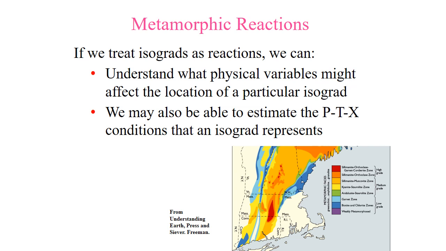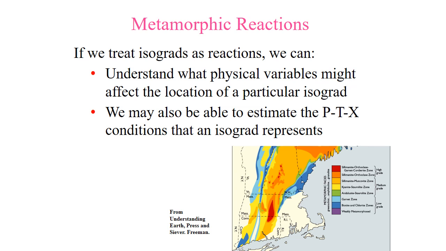The classical notion of an isograd is a line in the field that demarks the first appearance of a new mineral phase, or one that progresses up metamorphic grade. The classical isograd concept is still useful in the field, but if we understand reactions that produce minerals, the physical conditions under which the reactions occur, and the variables affecting them, we can better understand metamorphic processes.